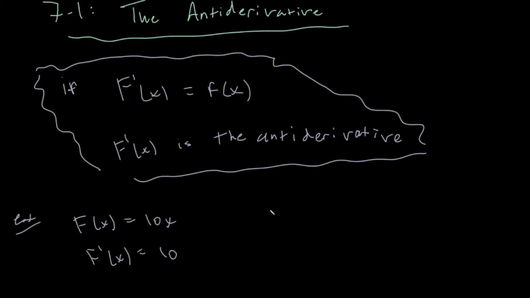Does that make sense? I'll do another one. If f of x equals x squared, f prime of x is 2x. We say that x squared is the antiderivative of 2x. In other words, we are asking to find what function, when derived, gives you 2x. And it's x squared. We want to figure out how to do this because it's actually pretty difficult. So we're going to start talking about that today.